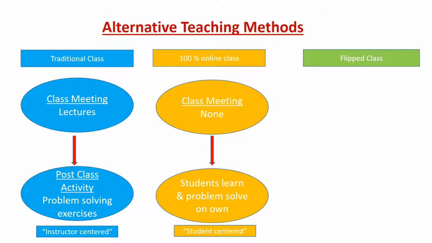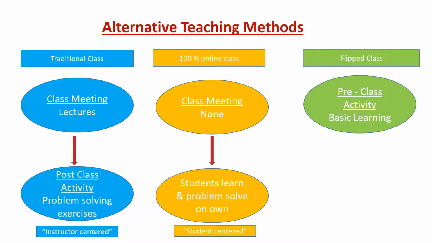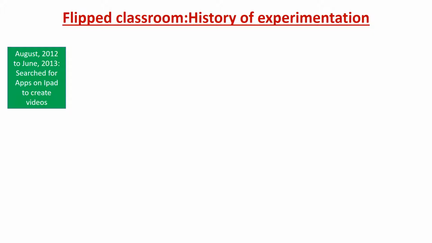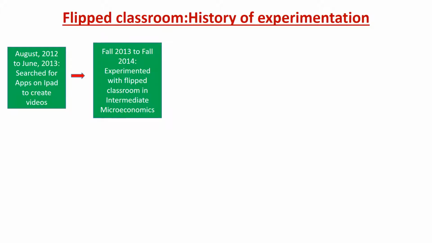The third method we have now is the flipped classroom, where basic learning is done before the class meeting through watching of lecture videos, and when they come to the class there are a lot of active learning exercises. I have created a flipped classroom based on several years of experimentation. For example, between 2012 and 2013, I searched for an app which I could use to create videos regarding economics. And in fall 2013, I had created about 20 lecture videos on about 5 weeks of classroom teaching.